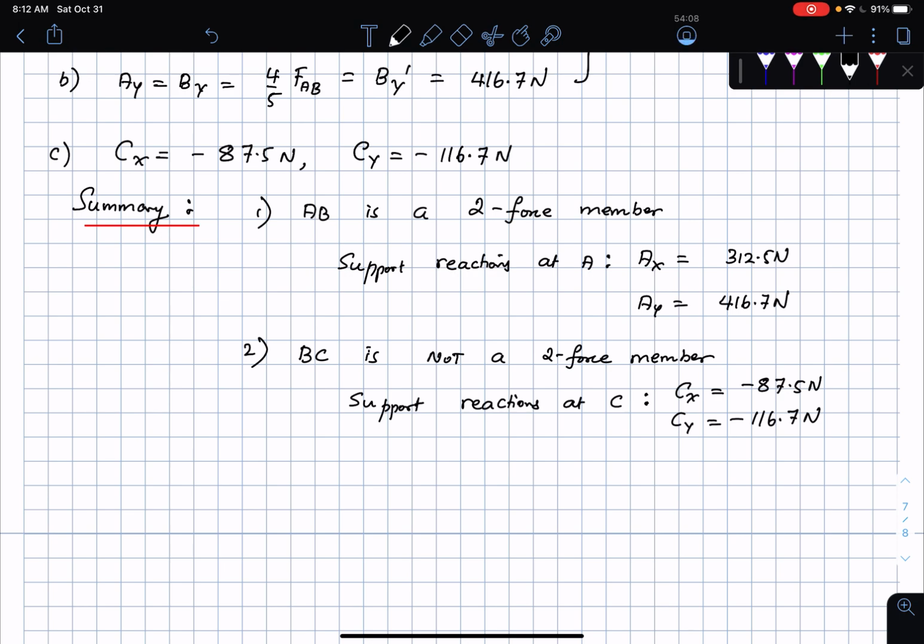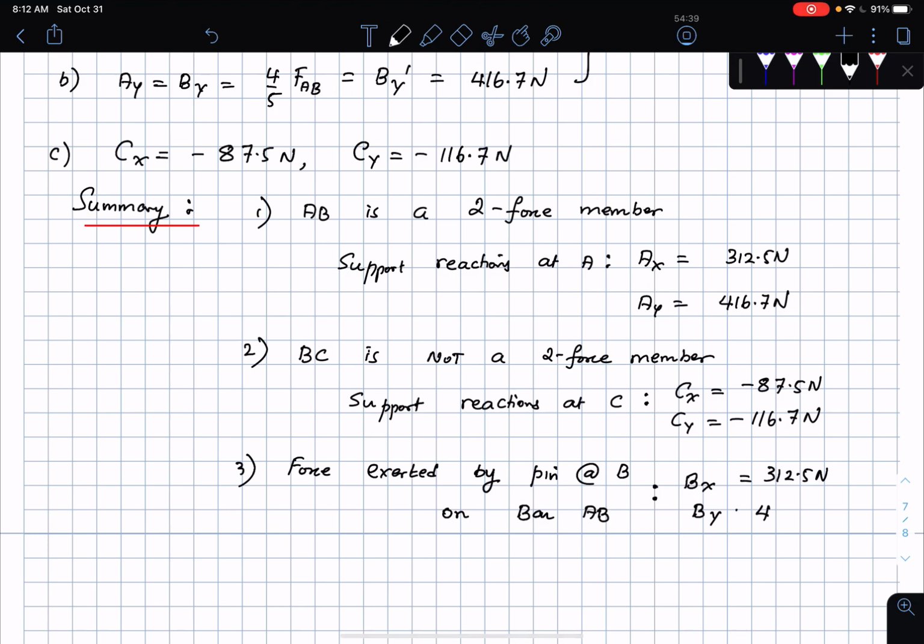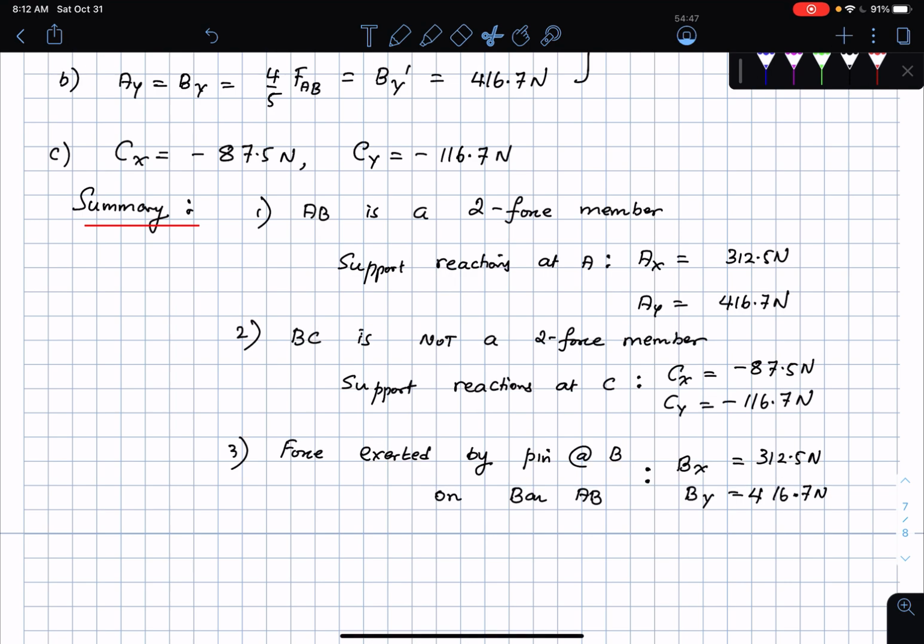And then the force exerted by the pin at B on the bar AB is going to be BX and BY, which was 3/5 FAB and 4/5 FAB. We found this as 312.5 newtons, and this was 416.7 newtons.